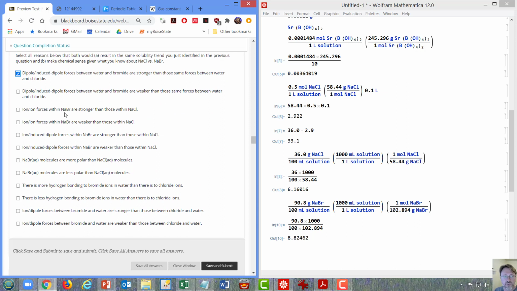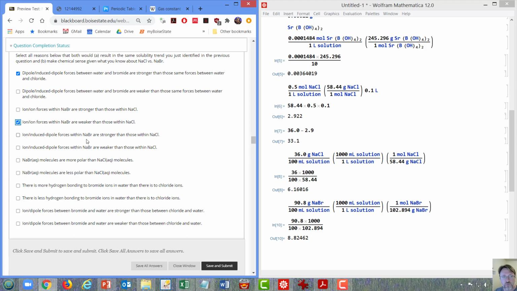The ion-ion forces within sodium bromide are stronger than those within sodium chloride, or vice versa. Well, let's think about that. The charges are the same, but bromide is larger than chloride, which means that the charge is more spread out on the bromide ion than it is on the chloride ion, and so the chloride is going to have stronger intermolecular attractions. So the ion-ion forces within sodium bromide are weaker than those within sodium chloride.